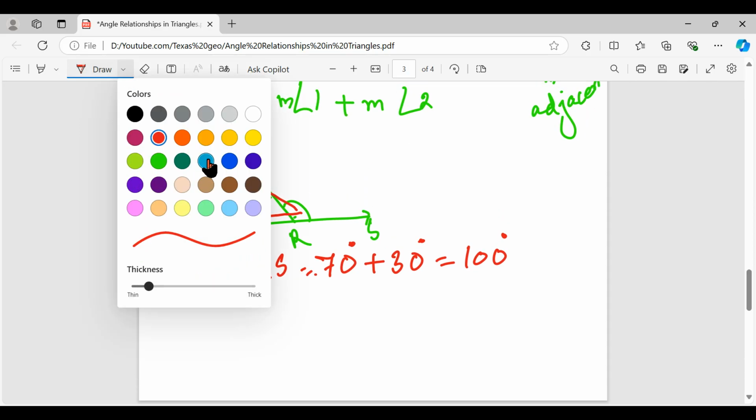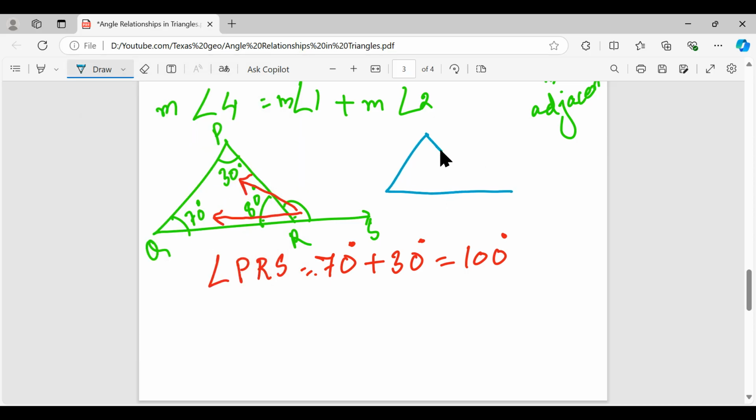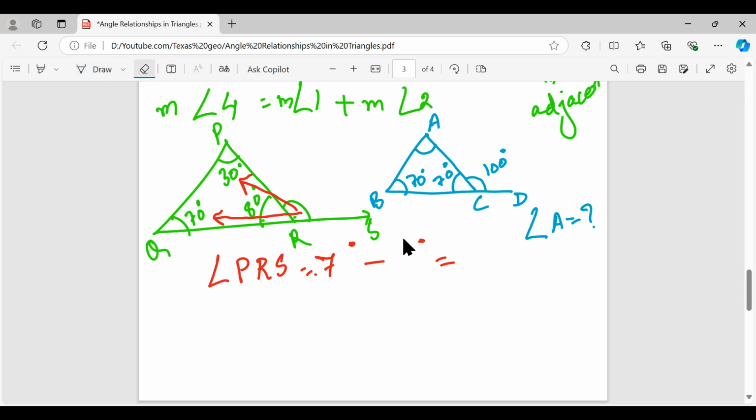Okay, now let's work out how to find the interior angle when the exterior angle is given. So let's see how to work on this. Suppose I have a triangle, and let's say this one is 100 degrees. Here you have 70 degrees. Then here also you have 70 degrees. Now the question is, let me mark this as A, B, C and D. What is the measure of angle A? You have to find the measure of angle A. So how do we do that?